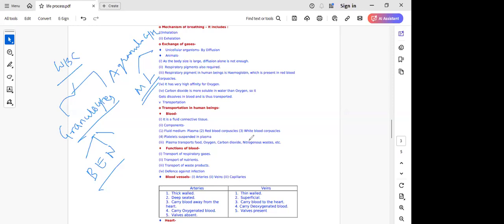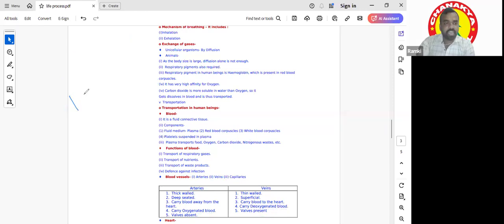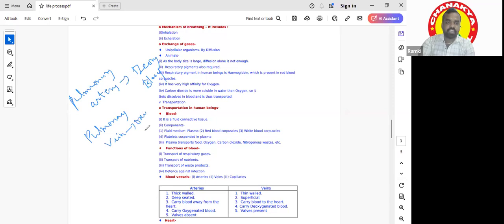Okay, sir. Then arteries and veins. Difference between arteries and veins: arteries carry oxygenated blood, and valves are absent. Veins carry deoxygenated blood, and valves are present. Except one artery, the pulmonary artery alone, note it down, carries deoxygenated blood, and the pulmonary vein carries oxygenated blood. It is an exception.